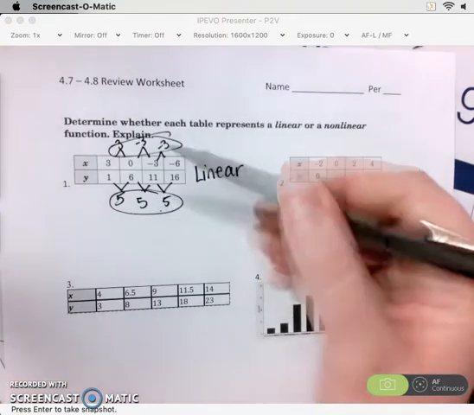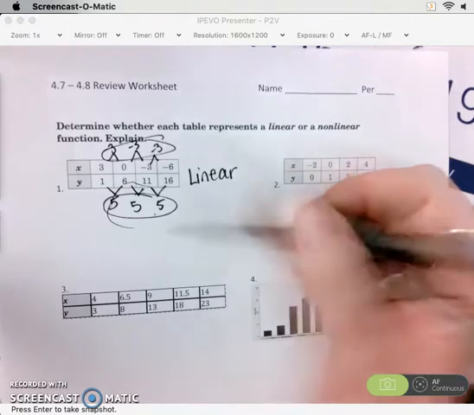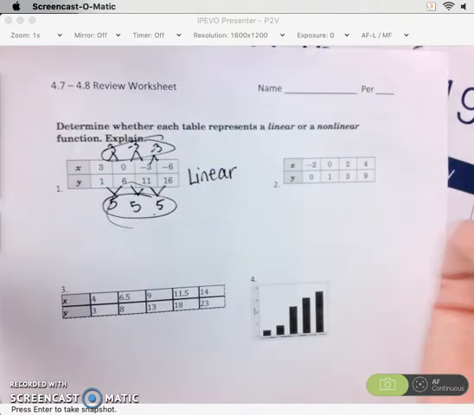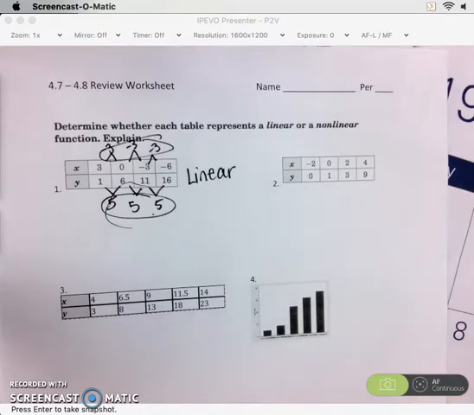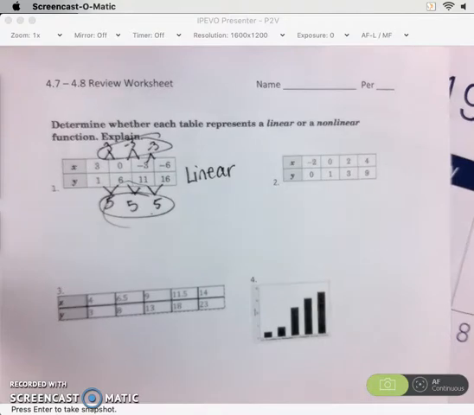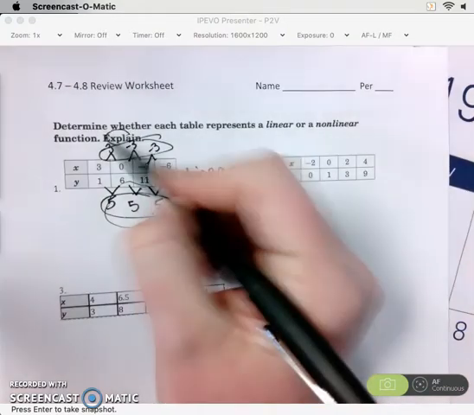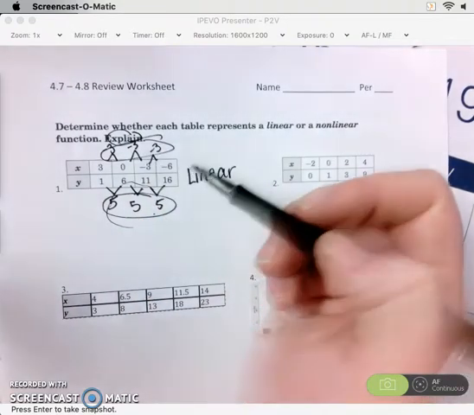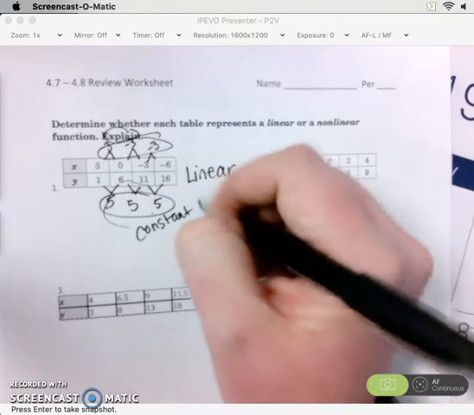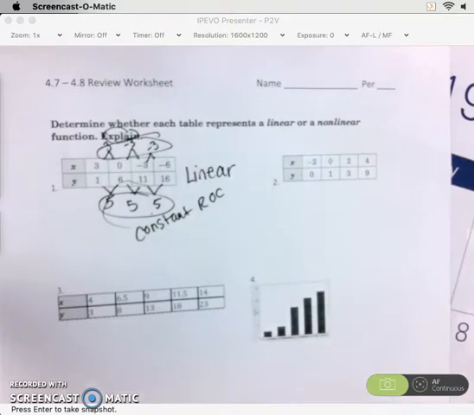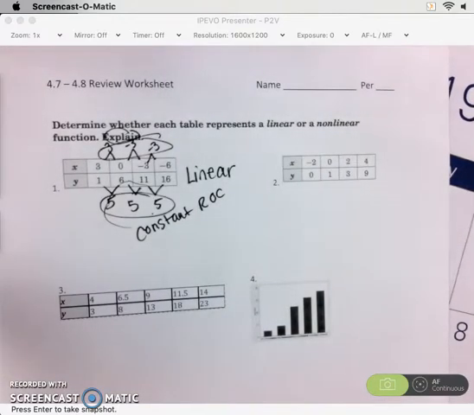Showing what the difference is there. How many points do you get to? I don't actually know. Well, I have to look at it. With the explain? Is that what you said? Yep. So constant rate of change. Remember when I was doing ROC? Rate of change.